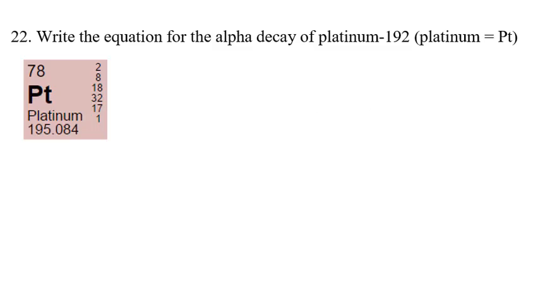Write the equation for the alpha decay of platinum-192. 192 is our mass. Platinum has an atomic number of 78. An alpha particle looks like, oh boy.